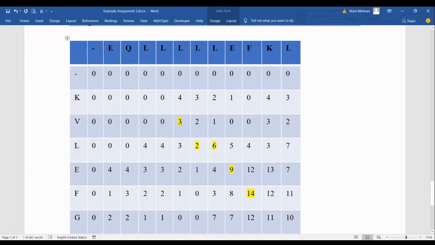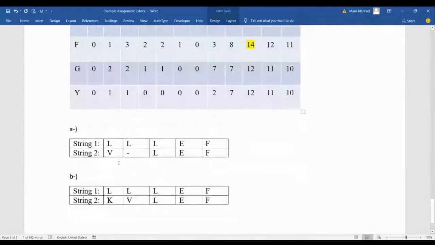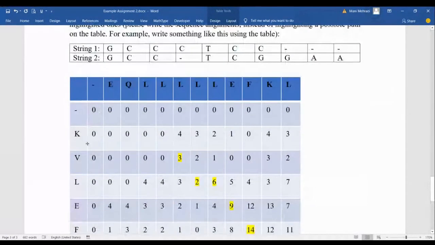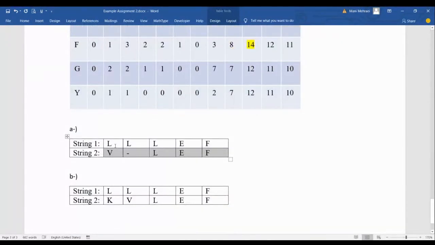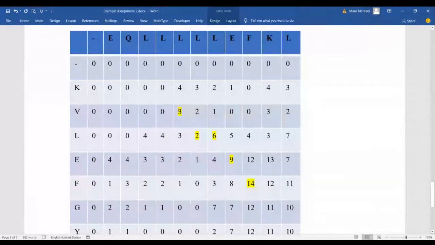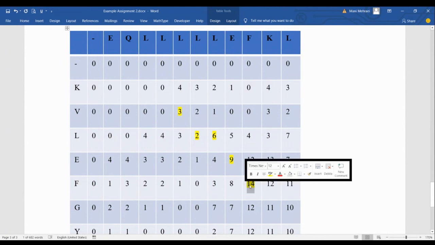And then for the next one, again, I went to the diagonal and we aligned with L. So the answer should be like this. In the second sequence, I applied the gap, not the first one. But if you start from here, you may get a different answer. So in order to have a unique answer for all of us, let's start from the optimal point and trace back.